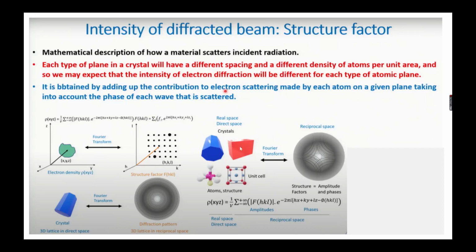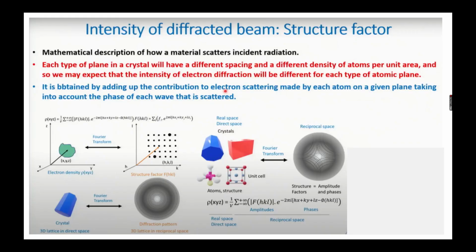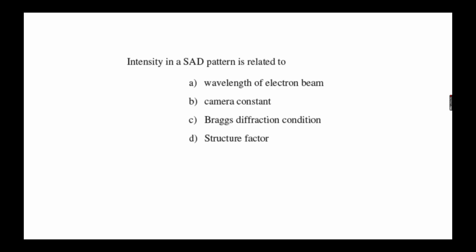In this slide you will get much more detail, because each type of plane in a crystal has a different spacing and a different intensity of atoms, so you can expect the intensity of electron diffraction to be different for each atomic plane. By changing the structure factor, the intensity of the diffracted beam will also change. So intensity in a SAD pattern is related to your structure factor. It is correlated with the electron wavelength also. If the electron beam wavelength is smaller, then you can go for a higher intensity beam.